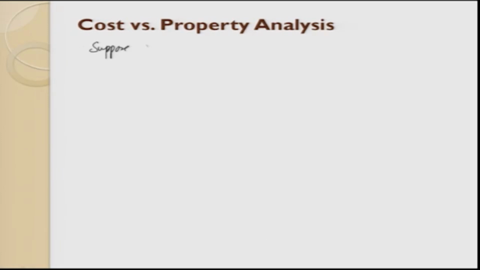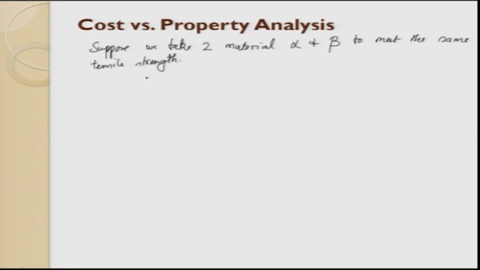Suppose we take two materials, alpha and beta, to meet the same tensile strength. So we need to understand density. Density will be rho alpha and rho beta.